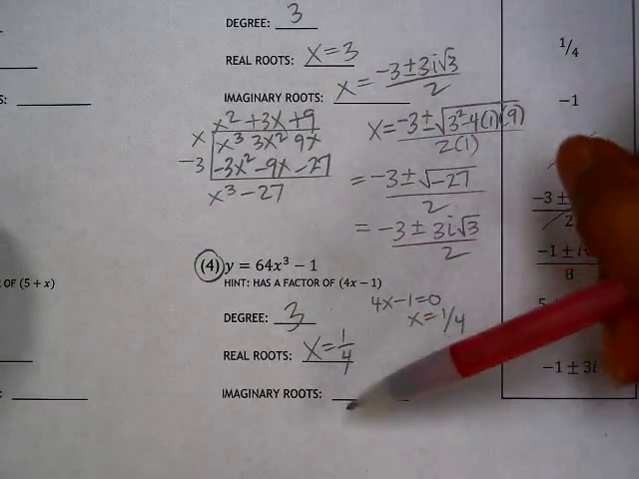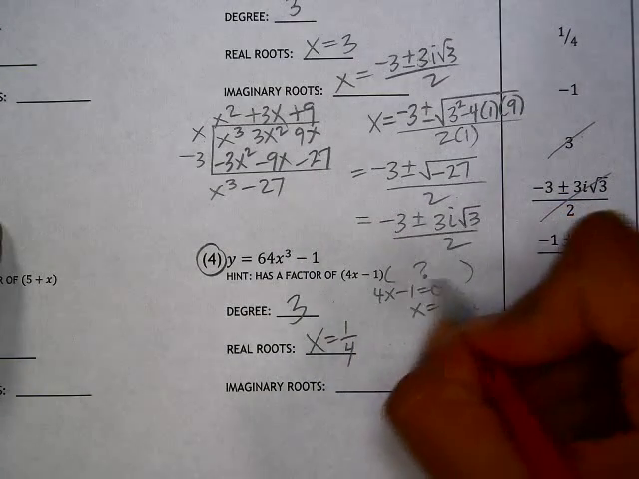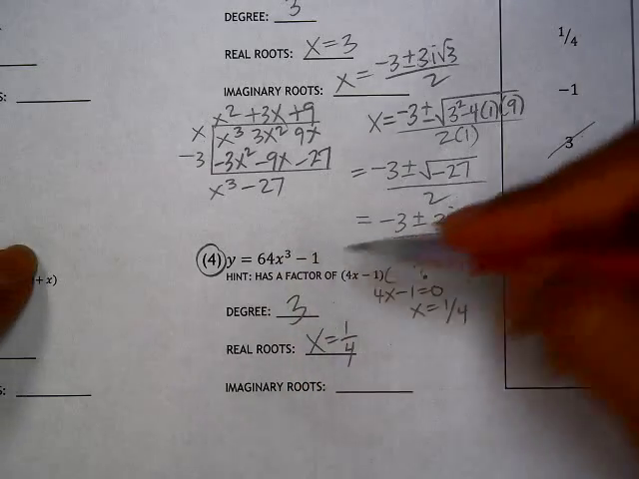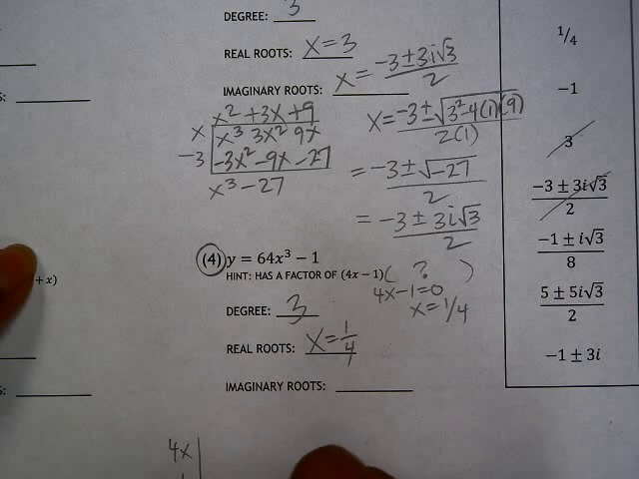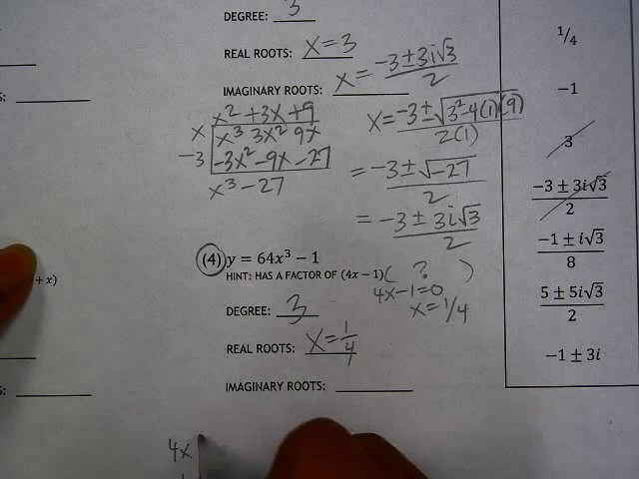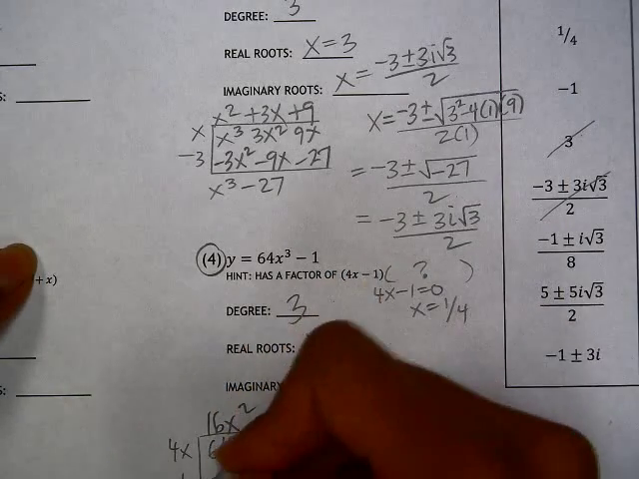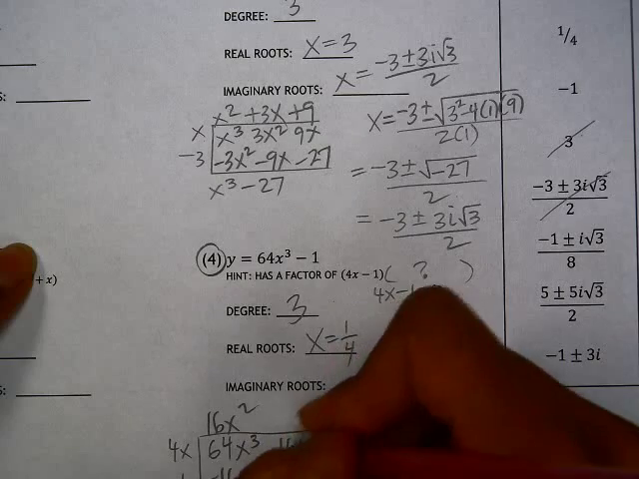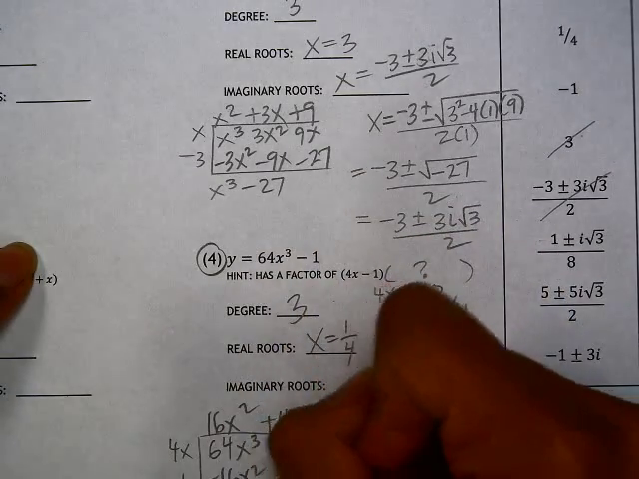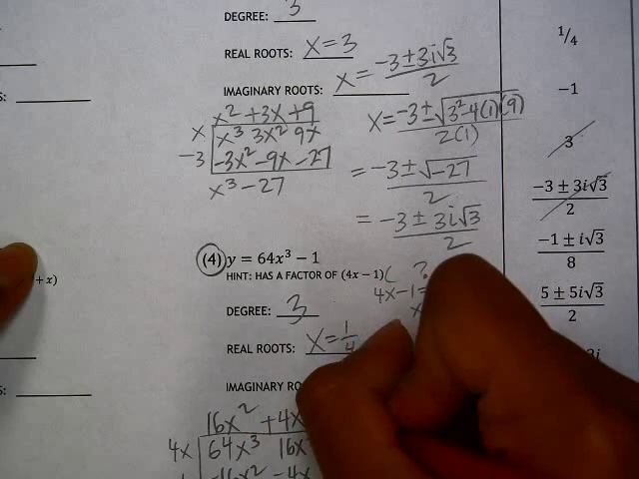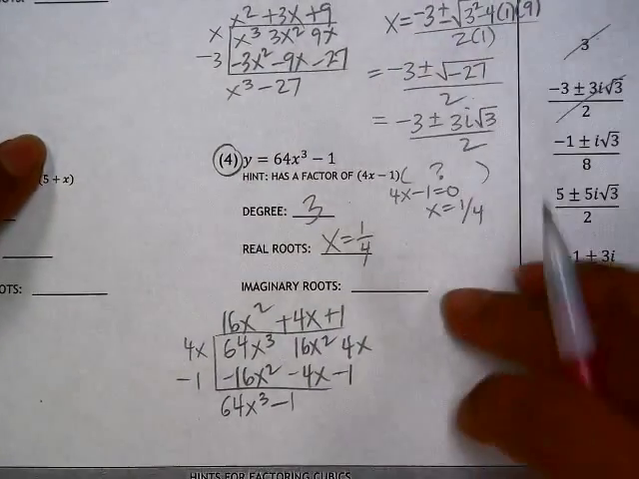And in order to find the other roots, I need to know what the other factors of this polynomial are. So I'm going to go ahead and divide this original polynomial by the factor that we know. So this would be a 16x squared. This would be a 4x. This is a negative 4x. And then plus 1, and minus 1. So we have 16x squared plus 4x plus 1.